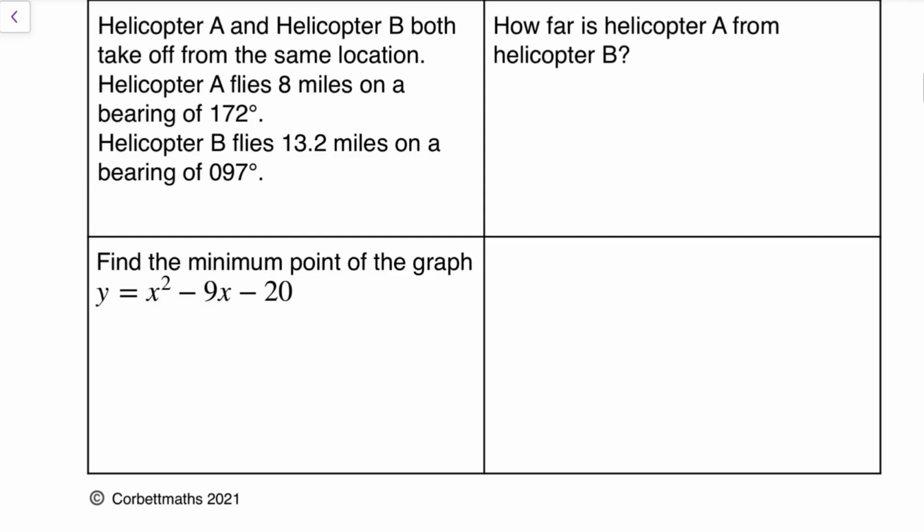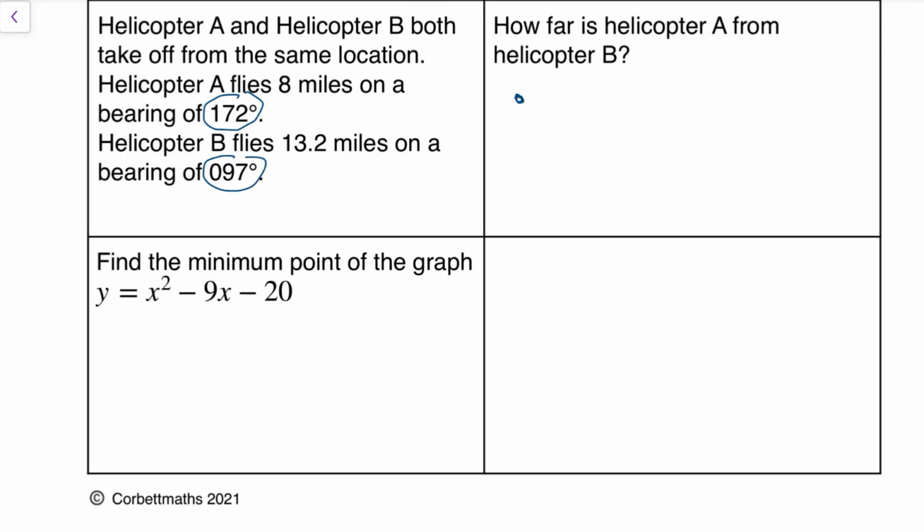Next question. I'm seeing bearings. Okay, think about bearings question. Read it all first, just get an idea of what the diagram is going to look like, and then try and draw a reasonable sketch. So helicopter A and B both take off from the same location. Now, the thing that I care about is A is 172, which is almost straight down, and B is 97, which is a little bit below east.